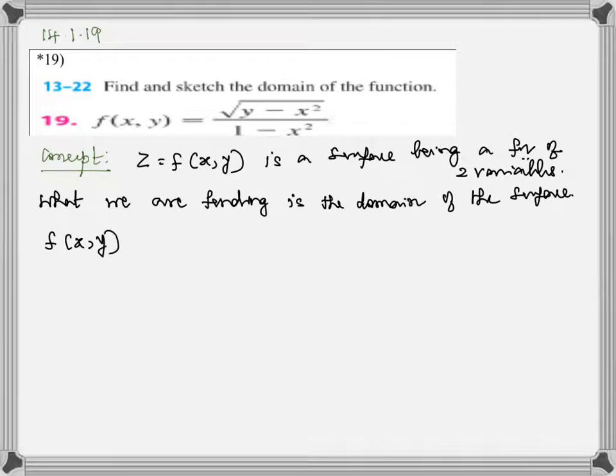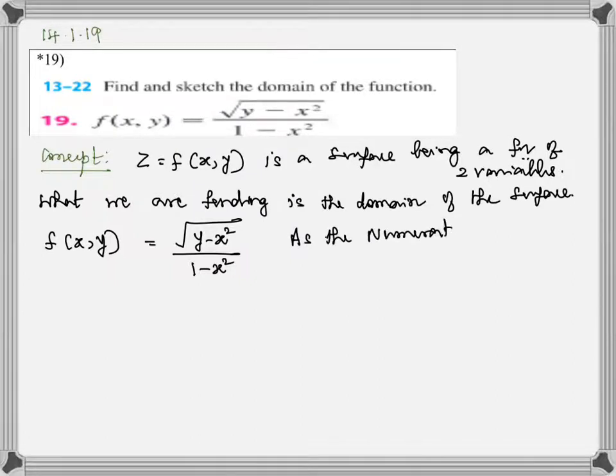The f of x y is defined to be square root of y minus x square divided by 1 minus x square. So it has a square root in the numerator. The square root is defined only when the inside expression is more than or equal to 0. And also we should make sure that the denominator is not equal to 0.